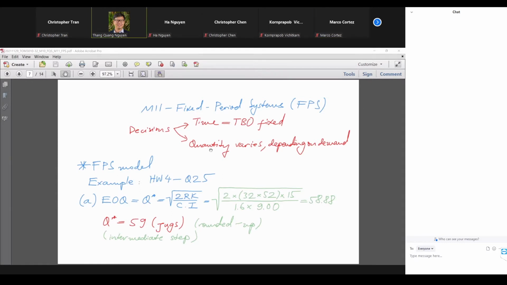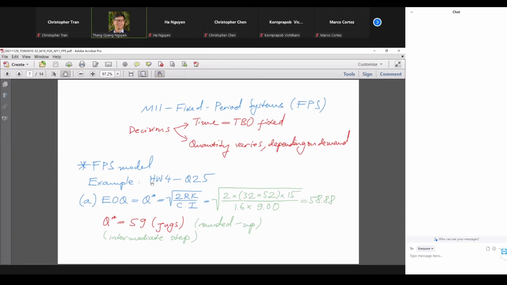So if demand is high, then we need to buy more to make up for the difference, right? And if demand is low, then we will not order much. We will order less because the demand is low. All right, so that's the essential feature of module 11, the fixed period system model. Let me review the main points of this example, and we will move on to module 12.